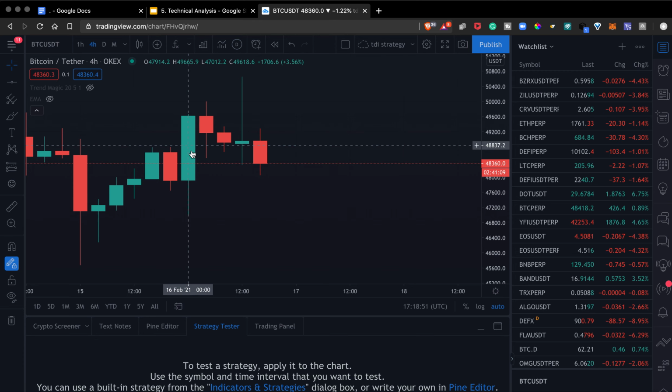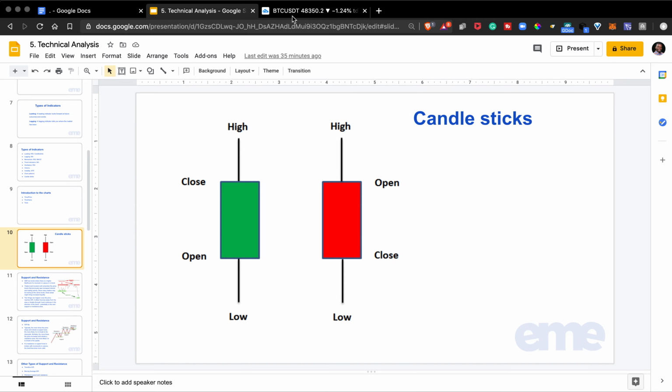All right, green means the price went up usually. So in every green candle, the open price opens at a lower price and then closes at a higher price. The reverse is the case for a red candle. Price opens at a higher price and closes at a lower price.